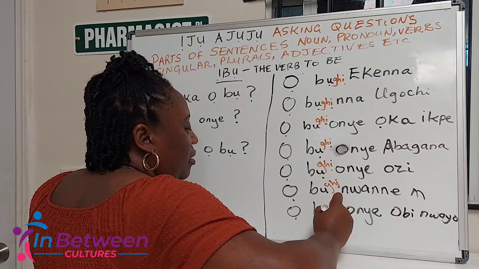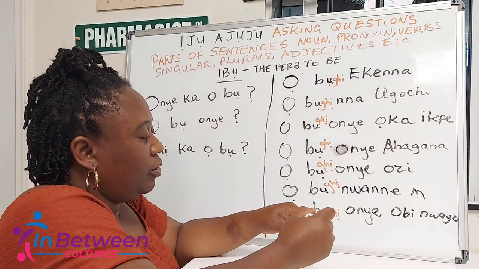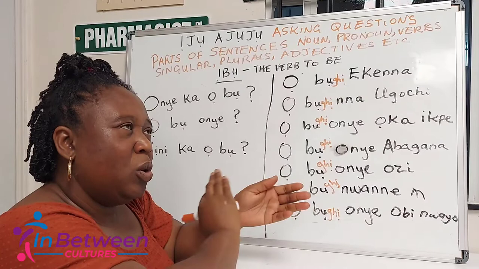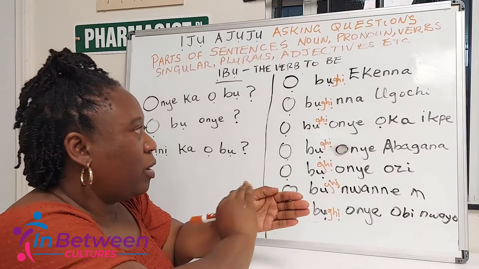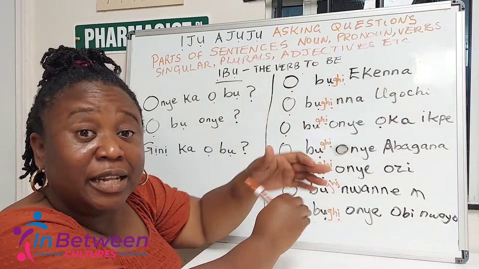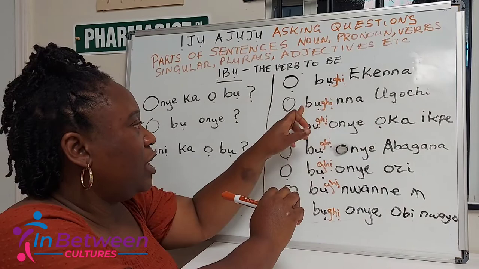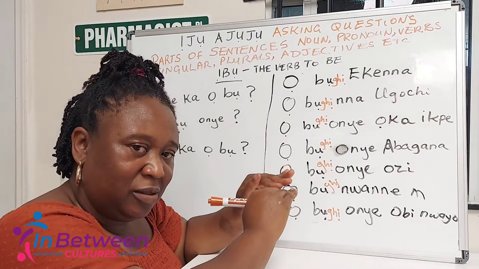Onye obi nwayọ. All right, so if we look at these sentences now, I want us to look at the definition in English. We want to understand when you ask somebody, who are you or who is he? There are many ways to describe the person. So in this one, ọ bụghị Ekenna. Ekenna is the name of a person. So you're describing the person by his name. Ọ bụghị nna Ugochi. Nna is father, Ugochi's father. He is not Ugochi's father. You're describing his position in the family, right?